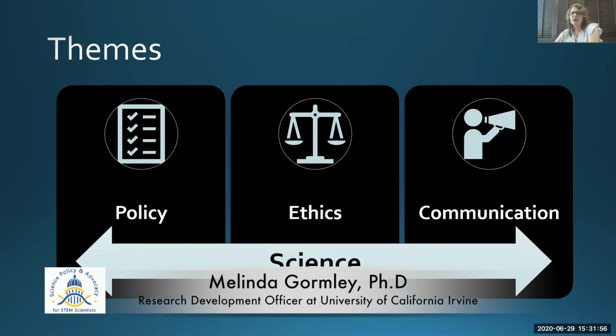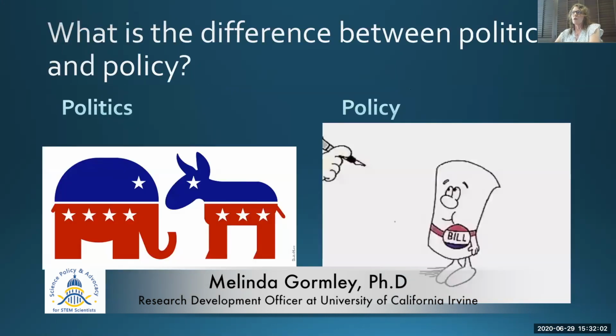So at this point, I'm going to go into some definitions, starting with what's the difference between politics and policy. So politics is a process. It's a process of bargaining, negotiating, right? It's an attempt to compromise in the pursuit of a desired end. A policy is a decision or a commitment to a course of action.